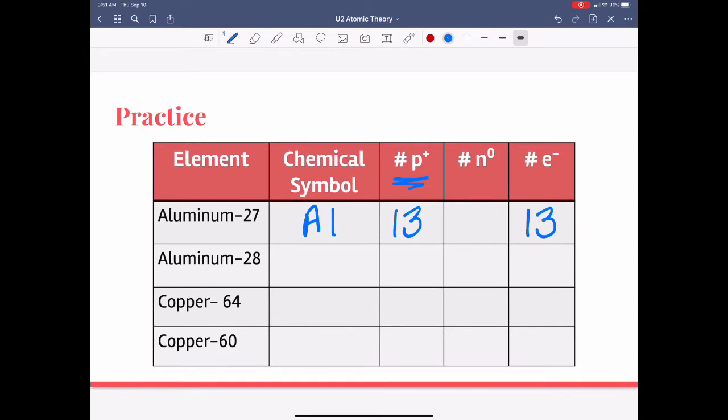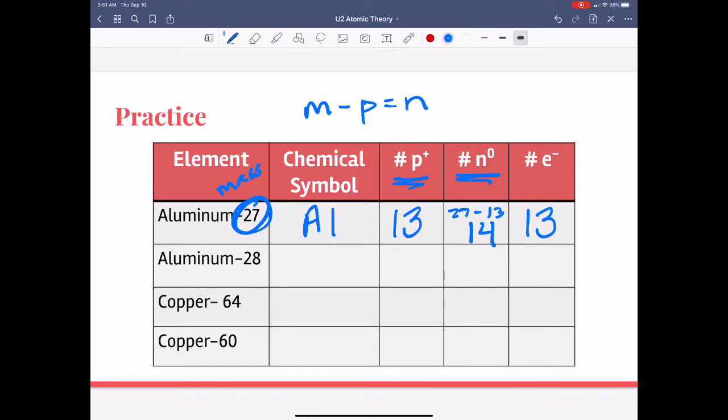And now I want to find my neutrons. Well, how do I find neutrons? I'm given mass. What does this number 27 tell me? That tells me the mass. So now I can do mass minus protons equals neutrons. So 27 minus 13 gives me 14 neutrons.